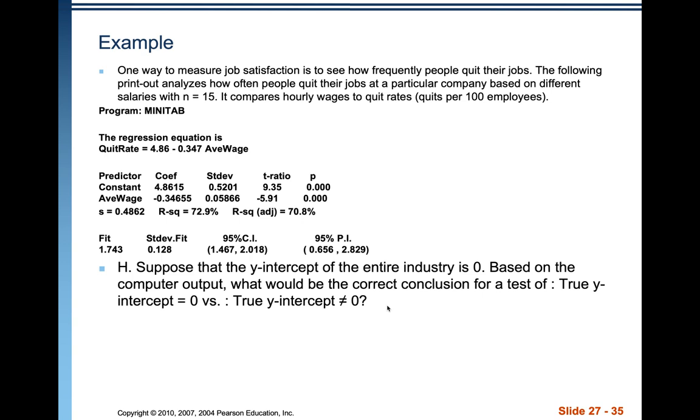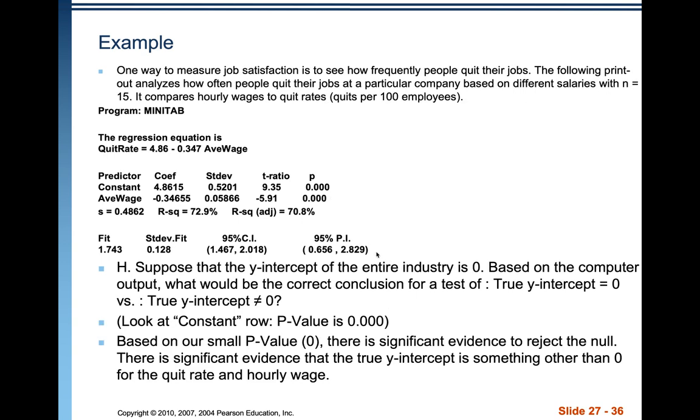Suppose that the y-intercept of the entire industry is 0. Based on the computer output, what would be the correct conclusion for a test of true y-intercept equals 0 versus true y-intercept is not equal to 0? Well, we look on the constant row and we look at the p-value, and so that would be 0.00. Based on our small p-value of 0, there is significant evidence to reject the null. There is significant evidence that the true y-intercept is something other than 0 for the quit rate and hourly wage.